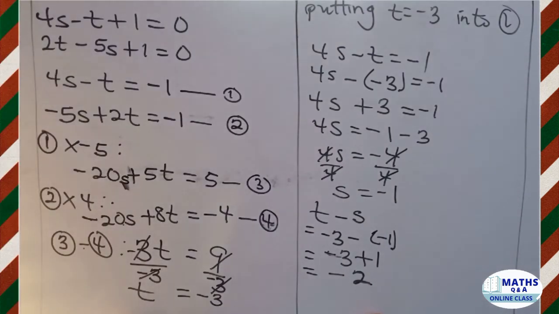So the final value is -2. So t minus s produces -2 when two equations, 4s minus t plus 1 equal to 0, and 2t minus 5s plus 1 equal to 0, are given.